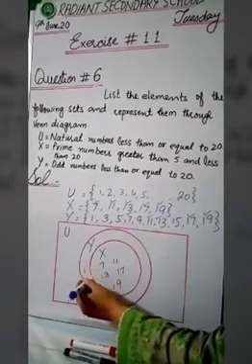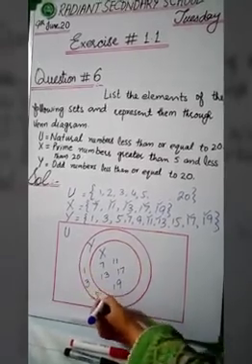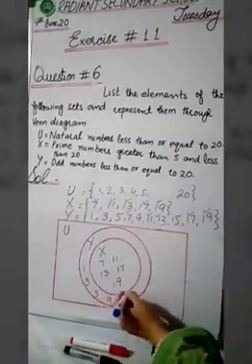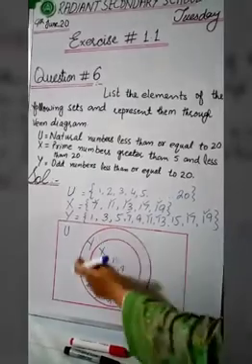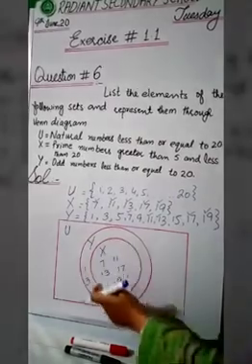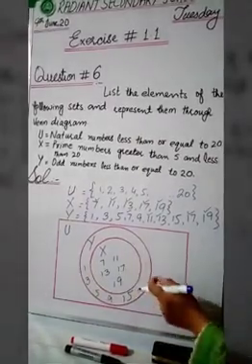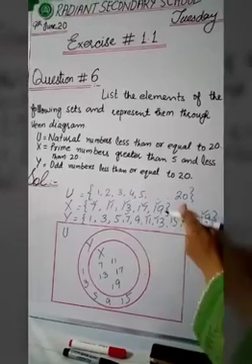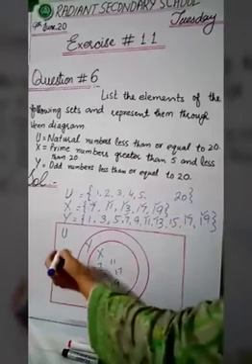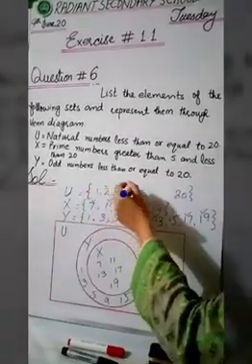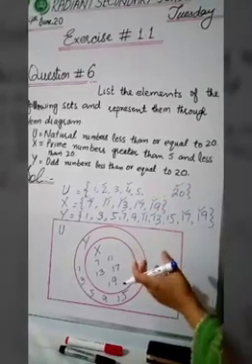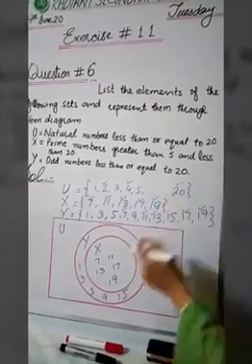1, 3, 5, then 9 and 15. This complete circle is representing all the elements of y and this circle representing all the elements of x. Now some elements are left which are not present in both of these sets. What are those elements? That is 2, 4 and so on up to 20.